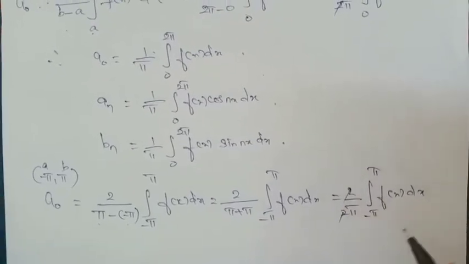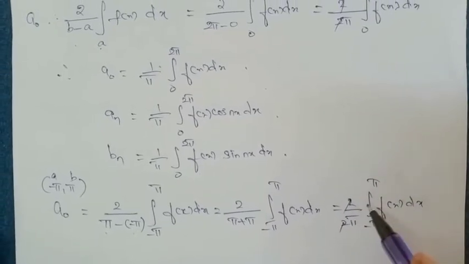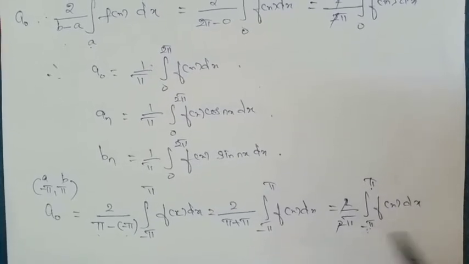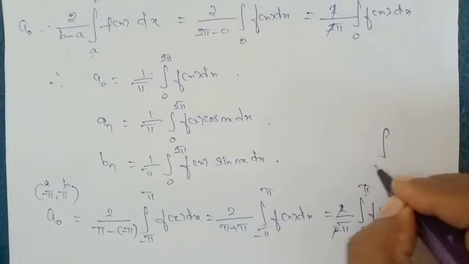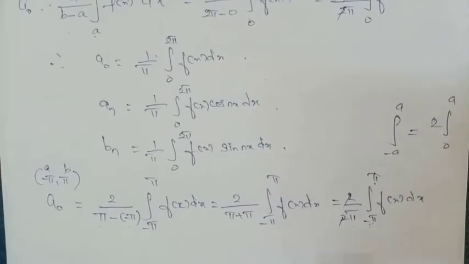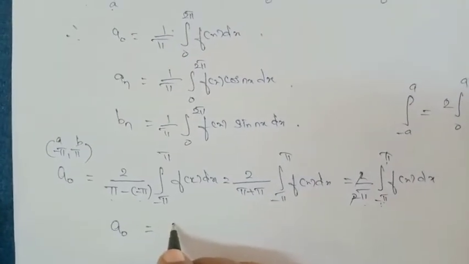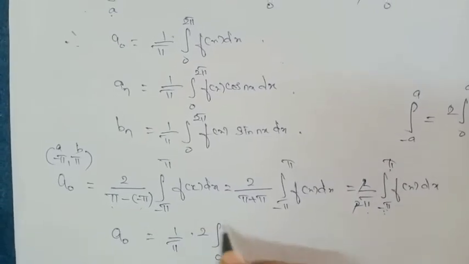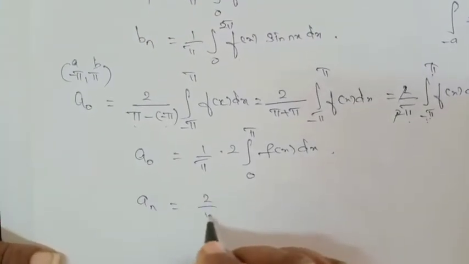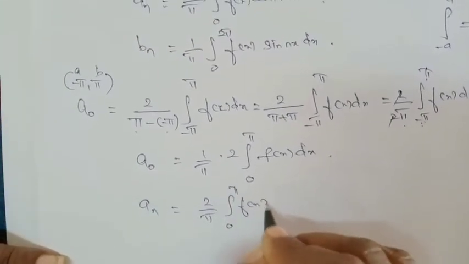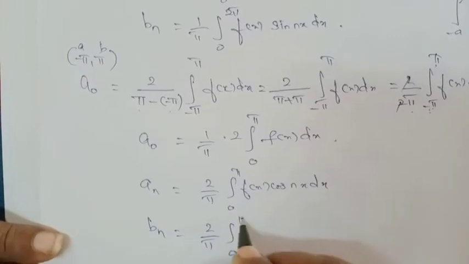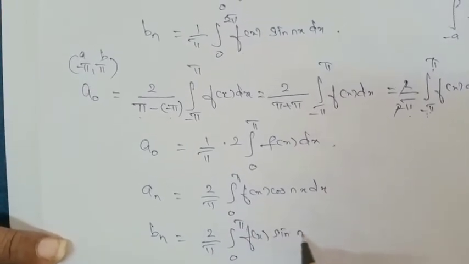Here in this problem you will be checking whether the given function is odd or even. So after checking, you need to apply the properties of integral. You know that there is a property: integral minus a to a can be written as 2 times integral 0 to a. So using that, now a0 will be 1 by pi into 2 times integral 0 to pi f of x dx. Similarly, an will be 2 by pi integral 0 to pi f of x cos nx dx, and bn will be 2 by pi integral 0 to pi f of x sin nx dx.